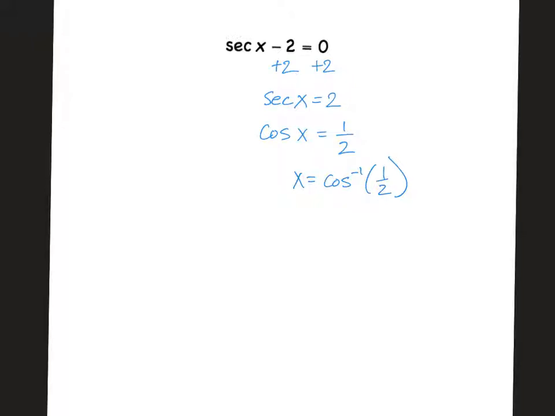So now we got to think, okay, what angles do we get a 1/2 in the cosine spot? And this is a positive cosine, so that means we're going to be in the first and the fourth quadrant. So cosine is 1/2 at pi over 3, and then also down here. So you have to figure out what this is. As you go around, you will get 5 pi over 3. So our answers for x are pi over 3 and 5 pi over 3.